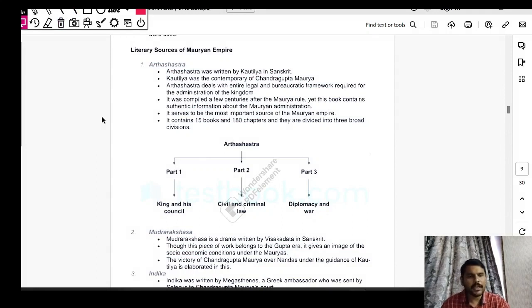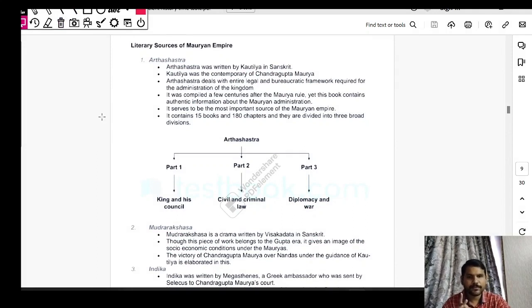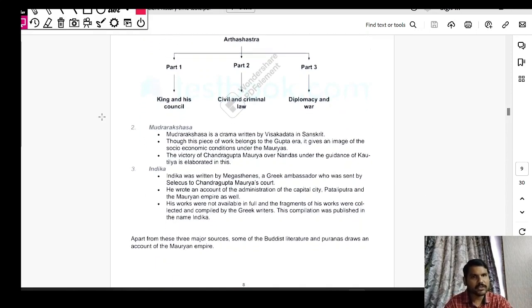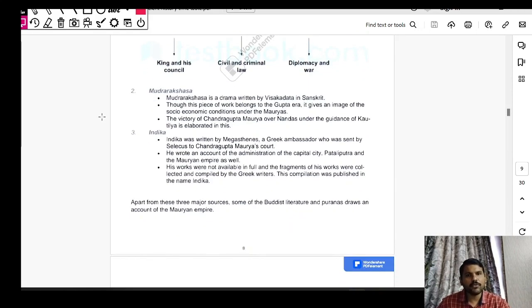So, how do we know about the Mauryas? One is Arthashastra by Kautilya. Next, Mudra Rakshasa by Vishaka Datta and Megasthenes' Indica. Megasthenes was the foreign traveler who visited India at that time, and he had written a book called Indica. So this is very important. He was a Greek ambassador who was sent by Seleucus Nicator to Chandragupta Maurya's court. So Megasthenes' Indica, Mudra Rakshasa by Vishaka Datta, and you have Kautilya's Arthashastra.